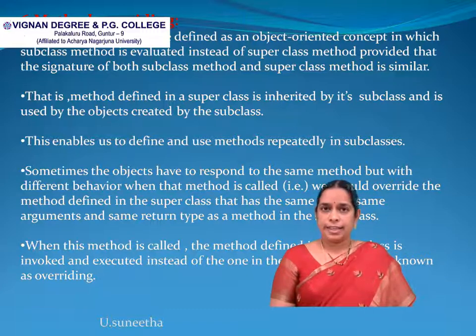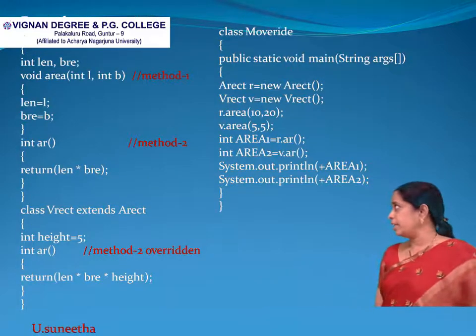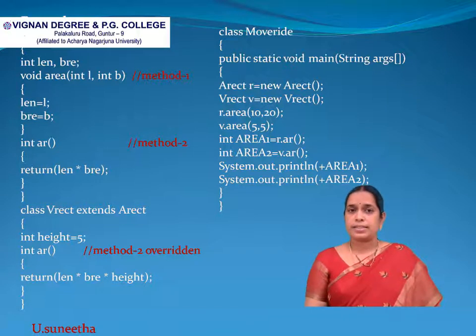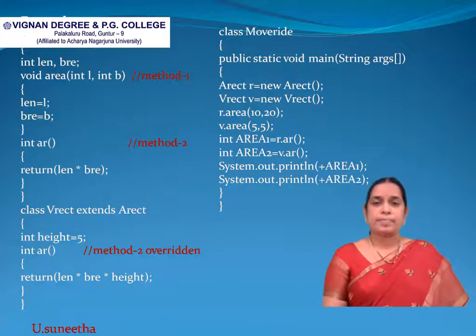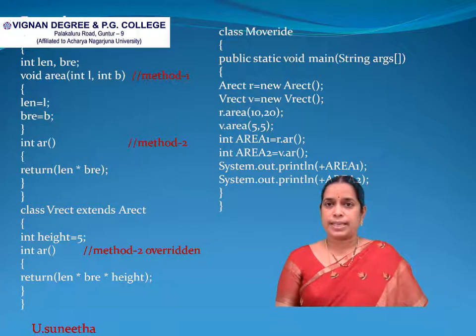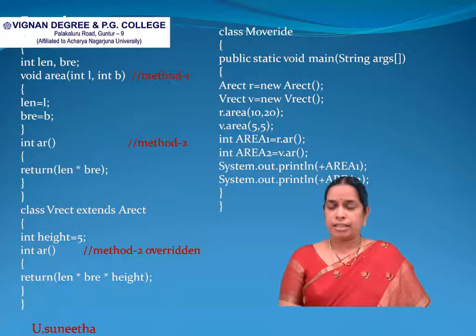We will see this in detail by using an example, and here is an example regarding method overriding. In this example, there are three classes. The name of the first class is arect, the name of the second class is vrect, and the name of the third class is moverride. In the first class, arect, it has its own variables, namely len and bre, and it has a method area in which certain body has been written.